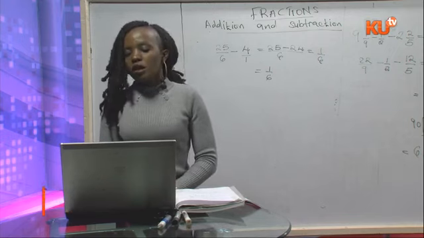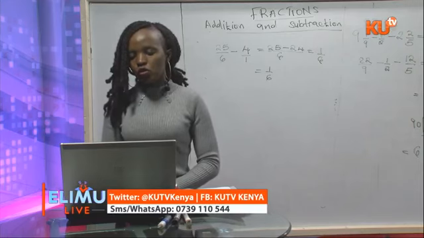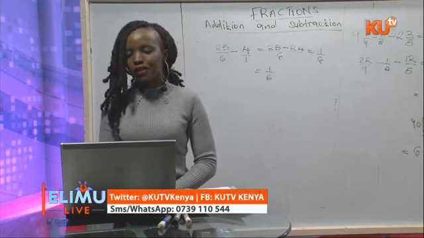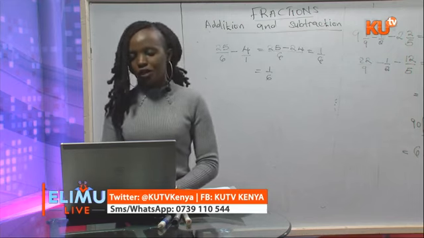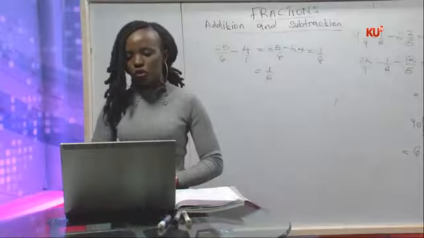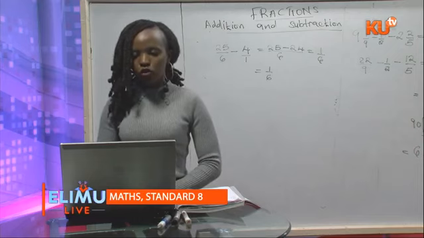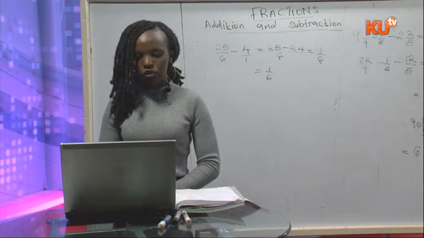Now we have come to the end of our lesson. Remember, every time you are dealing with mixed fractions, it's good to convert them to improper fractions. When dealing with whole numbers, write them over 1 to read them as fractions. Anytime you are getting the LCM, ensure you get the correct LCM, because the moment you get it wrong, whatever you do will be wrong. And lastly, follow the right steps to get your answer.